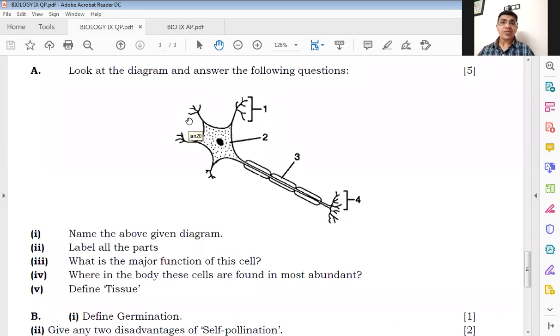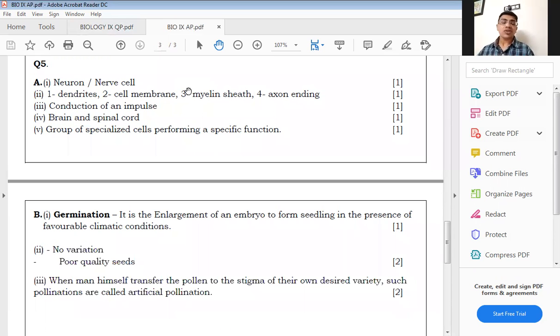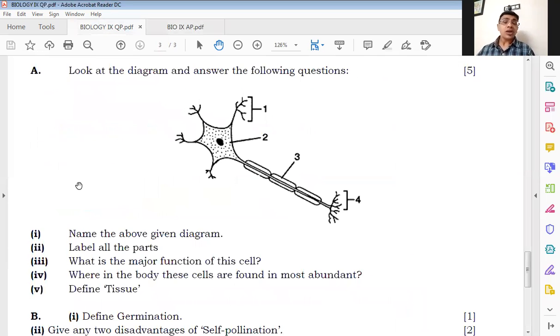Again, this is a diagram based question, people. So based on this diagram of neuron, a couple of questions are asked, right? Obviously, I've already answered one question. So let's see the first question. Name the above given diagram. So we know this diagram is of neuron, which is scientifically known as neuron, commonly also known as nerve cell, right? Next question, label all the parts.